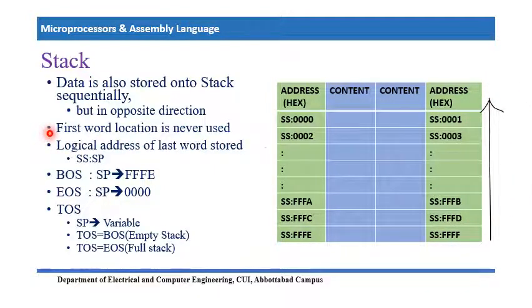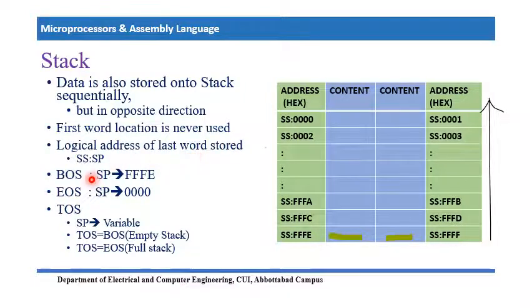Second point which we learned about stake, it's a very important point. The first word location in the stake is never used. That means these 2 bytes are never used. Let me highlight them. These 2 bytes are never used in a stake. So whatever the information is going to be stored inside the stake, it will be stored from these 2 locations.